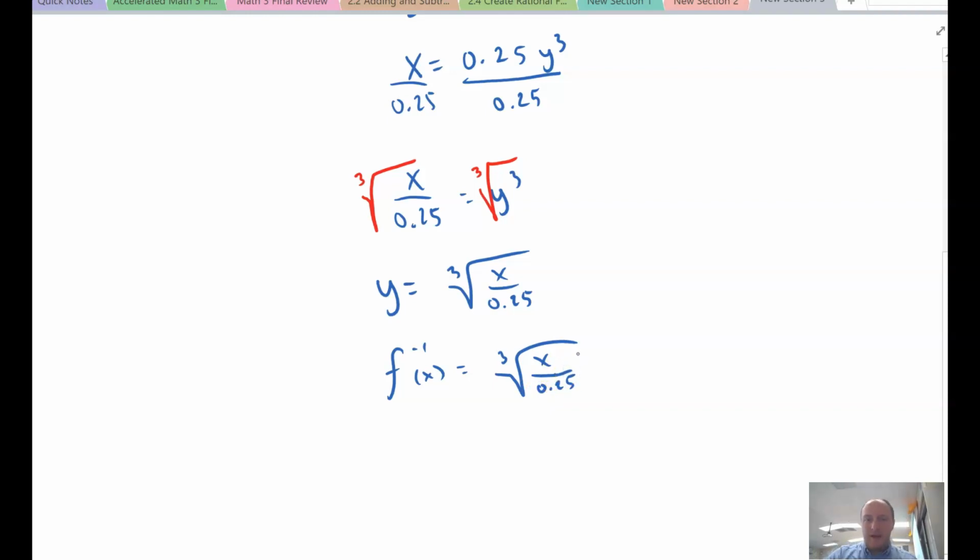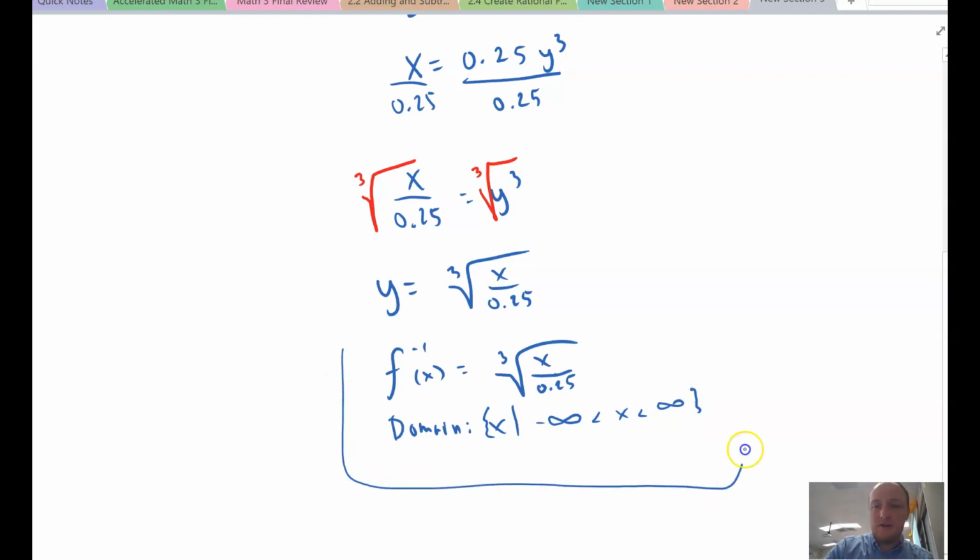And domain, are there any restrictions on domain? The answer is no, there aren't. Our domain is all real numbers, negative infinity to infinity and beyond. So that is our domain.